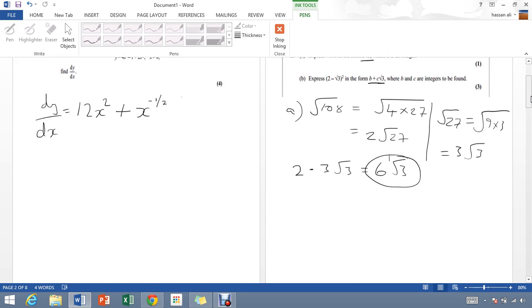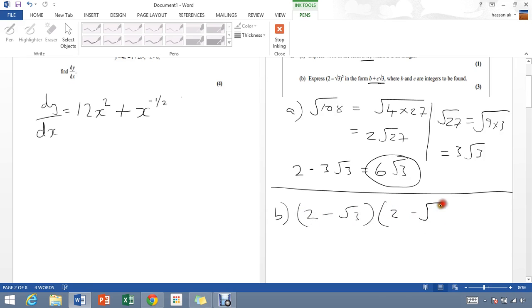Okay, part B is asking you to express 2 minus root 3 squared. So again, you can just rewrite this as 2 minus root 3 in two brackets. Now we want it in the form of b plus c root 3. Okay, but just go ahead by expanding this. So 2 times 2 will give you 4, minus root 3 times 2, so minus 2 root 3. Again, we're doing the same here. 2 times minus root 3 will just give you minus 2 root 3.